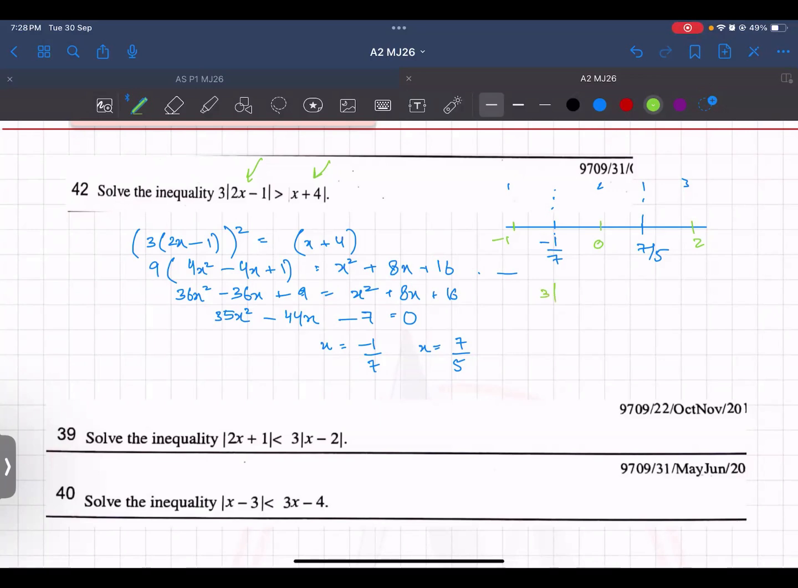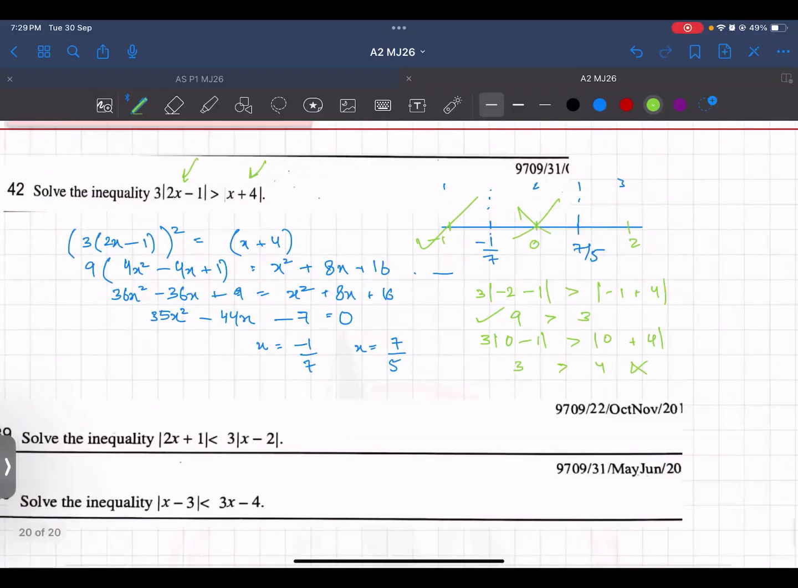Three times the x values, you will get 9 is greater than 3. Yes, 9 is greater than 3. So this is part of the solution. And then put in 0, put in 2. Okay. 3 times 0 minus 1, and 0 plus 4. So 3 is greater than 4. No, this is not part of the solution.